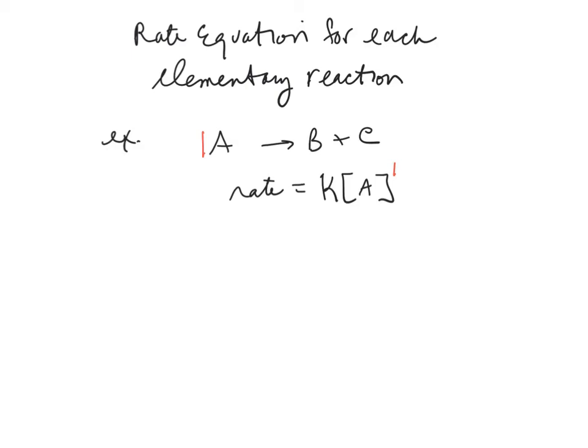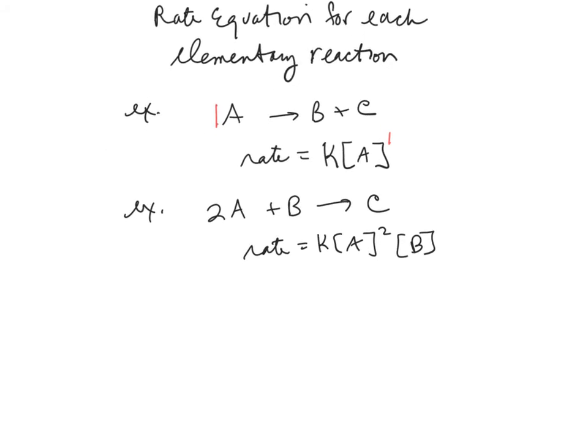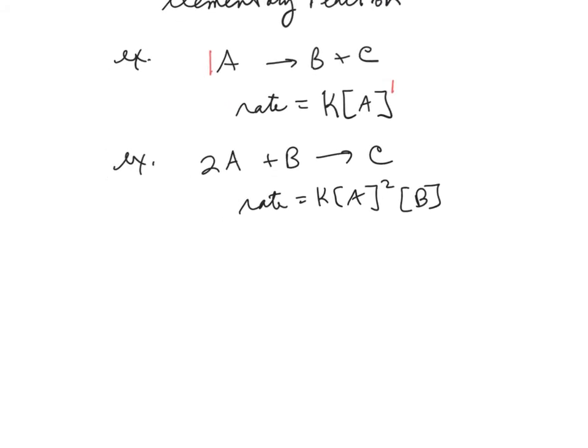Okay. Then here's another example. If you have 2A plus B forms some product C, we can write a rate law for this. It's going to be K times A squared times B to the first power. So it's in terms of what's on the left-hand side of the elementary step, and the order equals the numerical value for the coefficient. All right, and we could keep going with that, but I think you get the idea there.